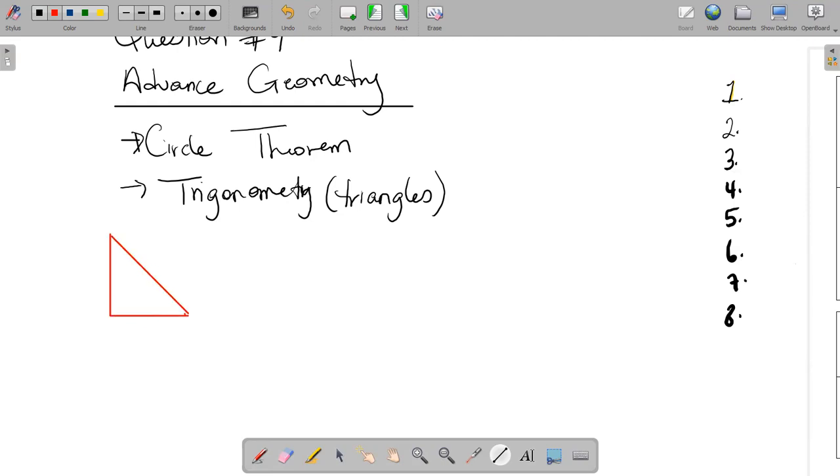Can anybody name this triangle that I'm drawing at the moment? What do we call that type of triangle? So that's triangle 1, and then I'm drawing triangle 2. So anybody, what is the name of triangle 1?